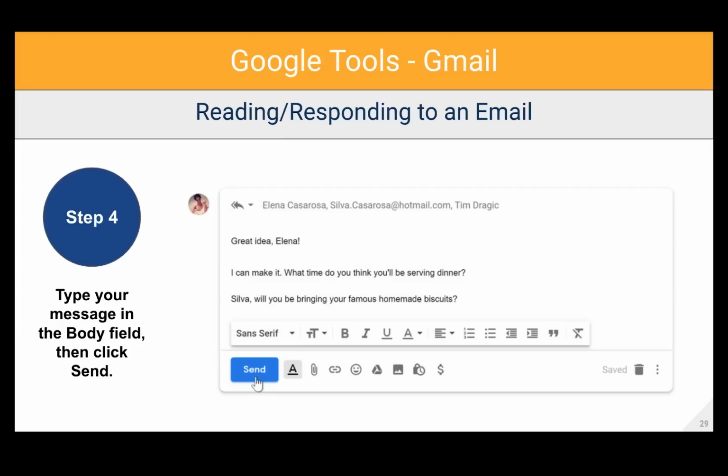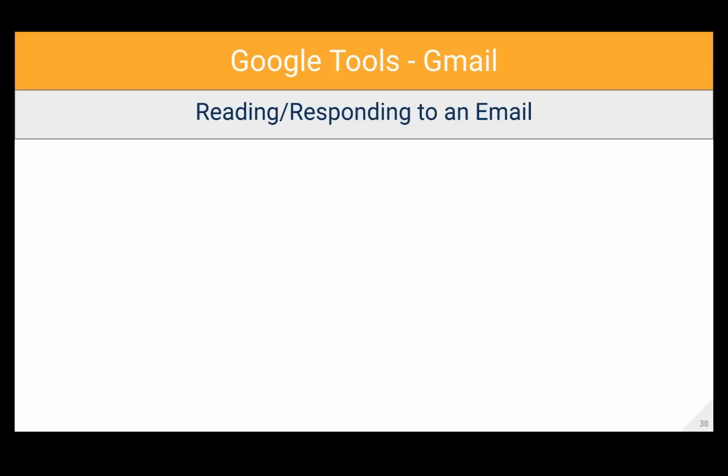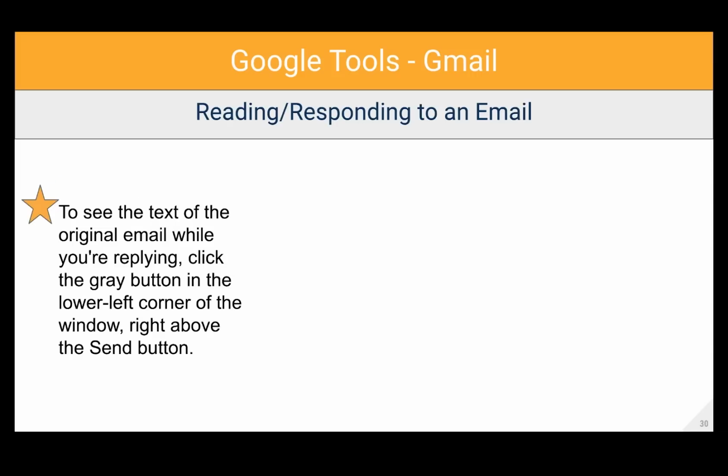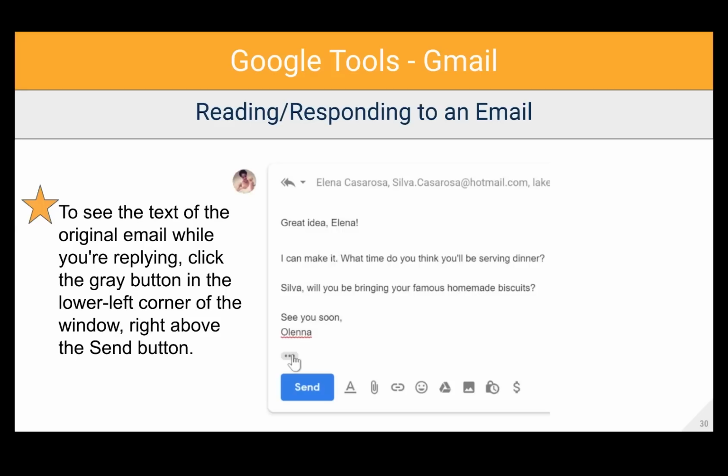Now, finally, going on to step 4, type your message in the body field and then click send. The send button is in a blue box with white lettering that says send. To see the text of the original email while you're replying, click the gray button in the lower left corner of the window right above the send button.